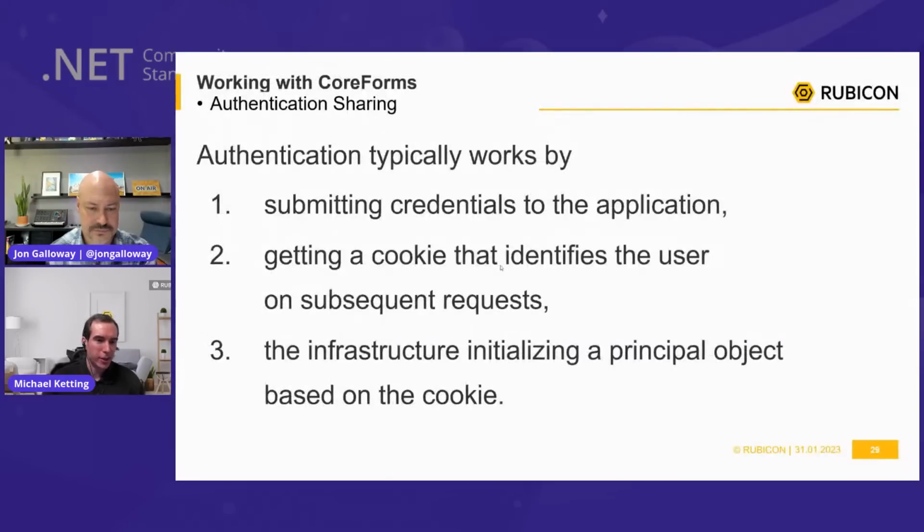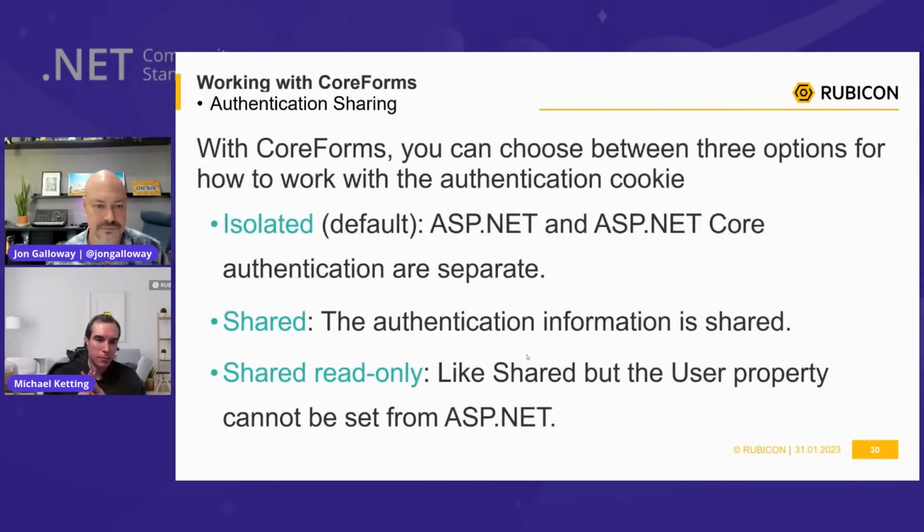The other thing is authentication sharing. There's no demo here. The important part is if you have authentication, this means your user submits credentials to the application. Typically, the application sends back a cookie. That's the forms authentication cookie, for instance, that identifies the user during subsequent requests. And the infrastructure takes the information from this cookie and constructs a principal object when the user request gets to the server. Now, we have ASP.NET Web Forms and we have ASP.NET Core.